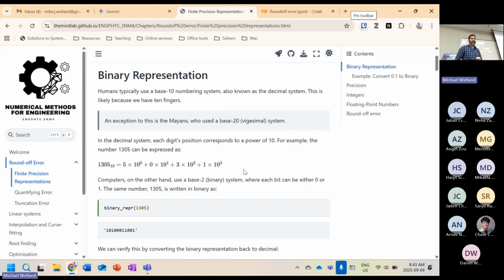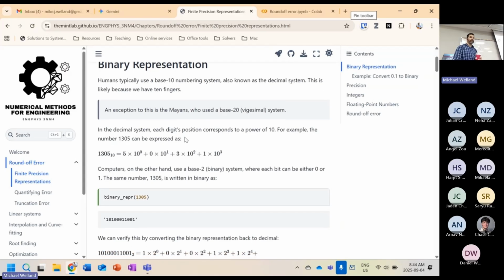So in the decimal system, and for anybody who's done binary this is going to be a bit of a refresher, each digit's position corresponds to a power of that base, right? So you've got the number 1305, that is 5 times the base 10 to the power of 0, plus 0 times 10 to the power of 1, 3 times 100, 1 times 1,000. You add those all together, and lo and behold, you get 1305.